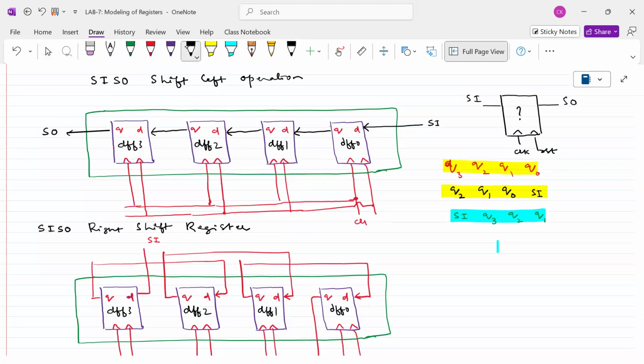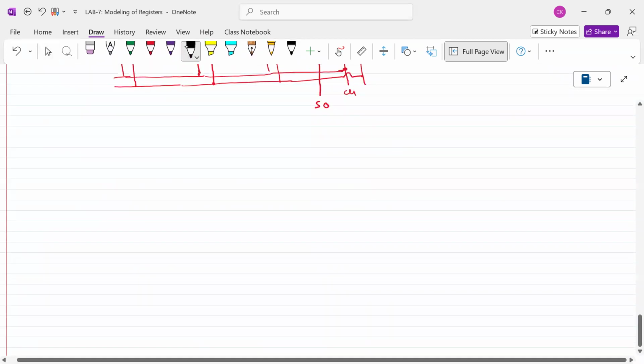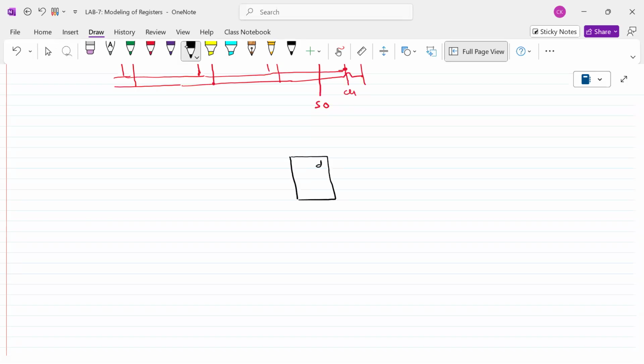Look at this one. For example, consider these two D flip-flops. What is the input for this one? Sometimes it is serial in. Sometimes it is Q0 of this one. So if we take one flip-flop here, what is the input of the D? One input is coming from serial in, one input is coming from Q0. Am I right?